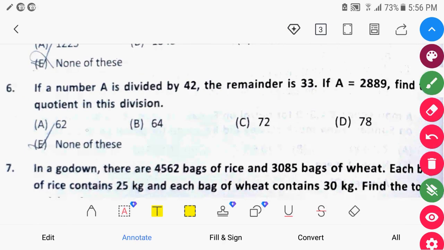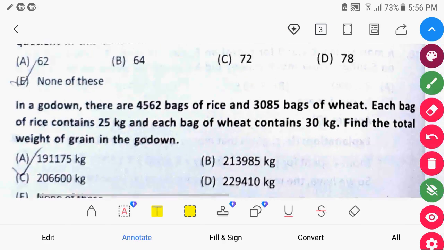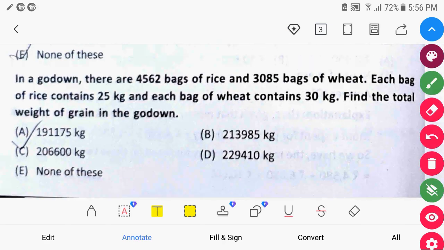You can solve for the remainder also. You can solve for the divisor or the dividend also. We can find anything from the given information.